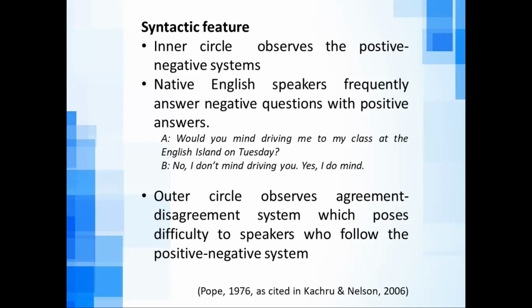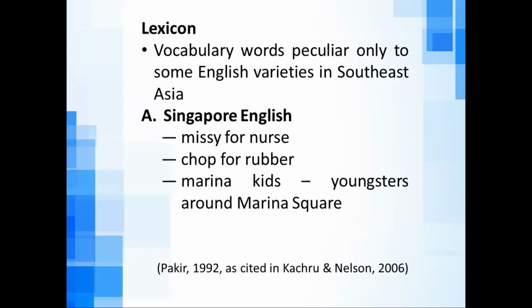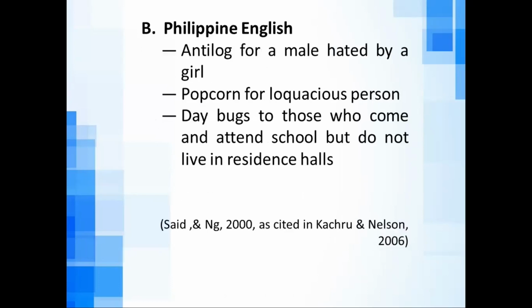So there could also be differences when it comes to syntactic features in terms of the question answering system. With respect to lexicon, guys, vocabulary words peculiar only to some English varieties in Southeast Asia can also be noted in the study of Packer, cited in Kachru and Nelson in 2006. For example, in Singapore English, there are particular terms peculiar to their area, like missy for nurse, chopper for rubber, and Marina kids for youngsters around Marina Square.